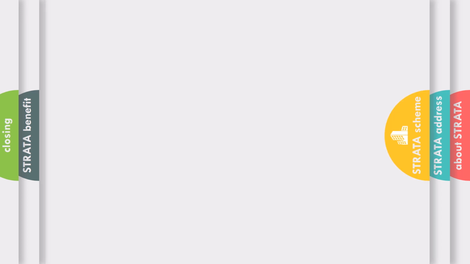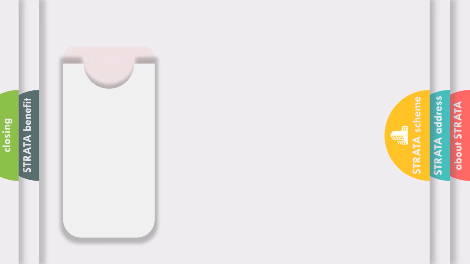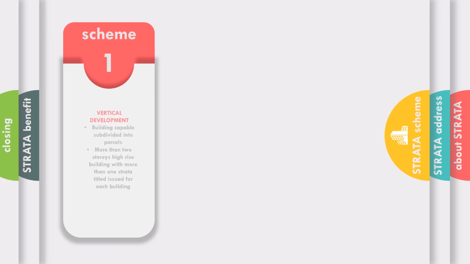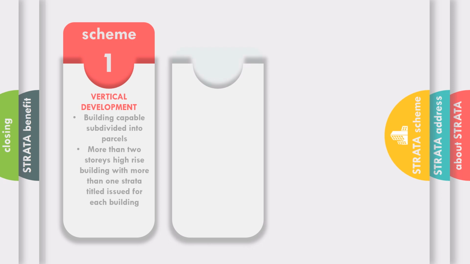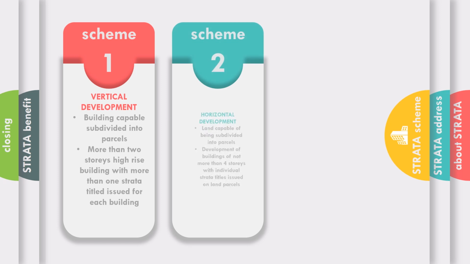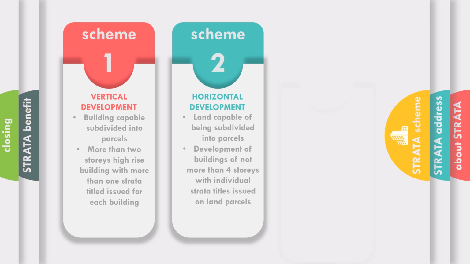Strata Schemes in Peninsular Malaysia. Basically, there are 3 strata schemes in Peninsular Malaysia. The first one is vertical development. It is defined as a building that is capable of being subdivided into parcels. The land and buildings on it are divided into parcels and common property. Each parcel is an individual apartment for which a separate strata title is issued to the registered proprietor. It is also defined as a high-rise building of more than 2 stories with more than one strata title issued for each building.